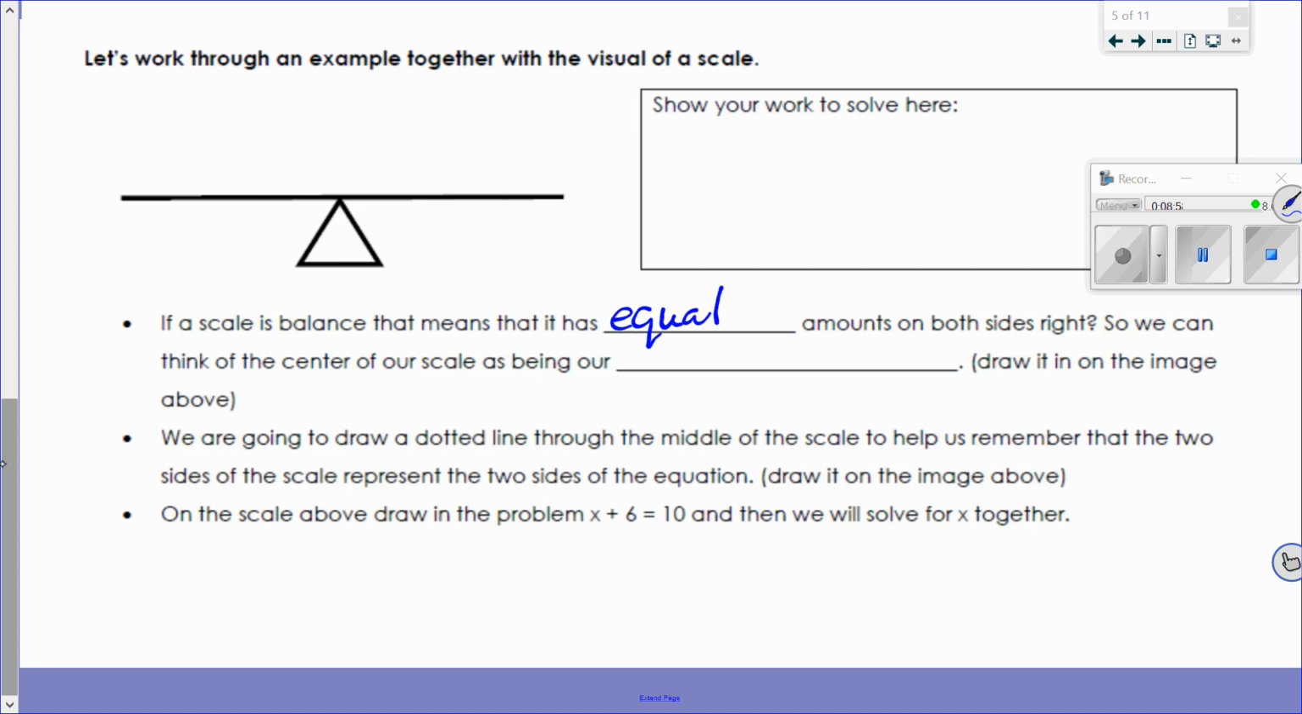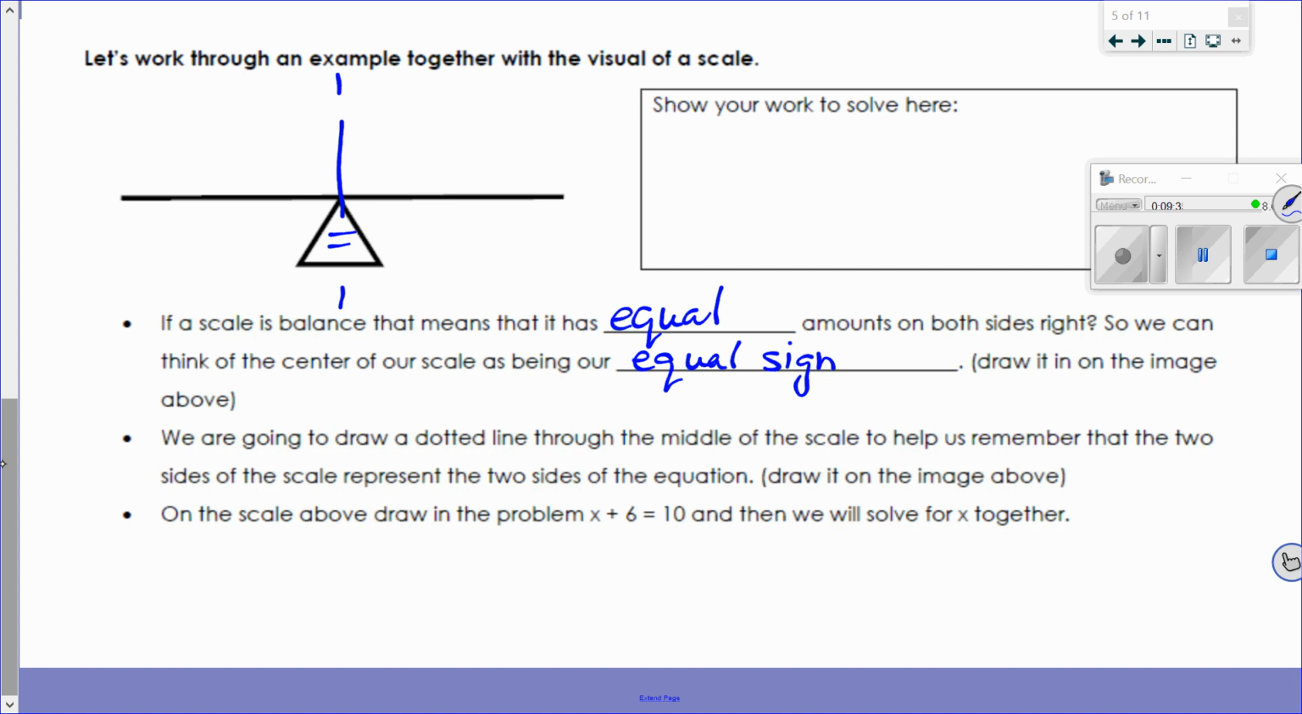So we can think of the center of our scale. If I'm doing this mathematically, what do you think that fulcrum, that middle piece, would be? That's our equal sign. So if we think of that as being our equal sign, that's going to help us understand what's going on. So we're going to draw the equal sign inside of the fulcrum. Okay? We're now going to draw a dotted line through the middle of the fulcrum. Why? Because this is how we're dividing up our scale into the two pieces that are equal.